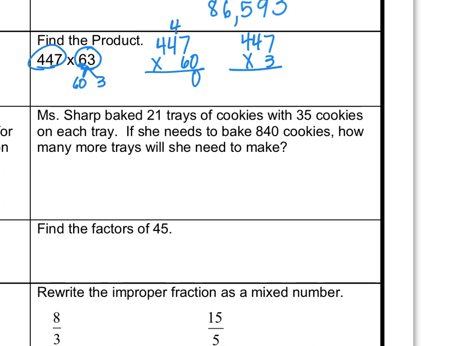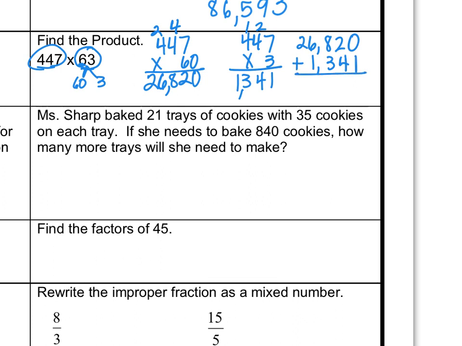6 times 7 is 42. 6 times 4 is 24, plus 4 is 28. 6 times 4 again is 24, plus 2 is 26. So here's part of our answer. It's a partial answer. 7 times 3 is 21. 3 times 4 is 12, plus 2 is 14. 3 times 4 is 12 again, plus 1 is 13. Here's our other partial answer. Now we're going to put the partials together to get our full answer. And I'm attending to precision. I'm making sure I'm copying these numbers correctly, because every now and then I goof.